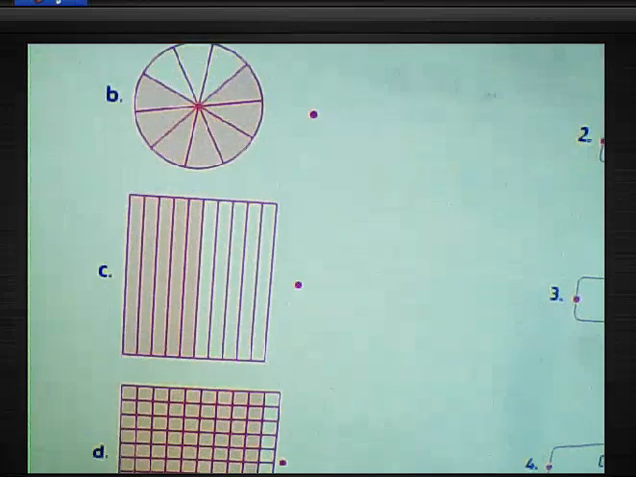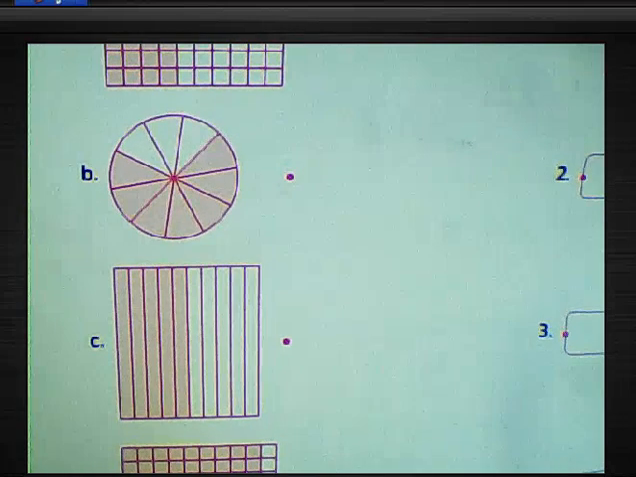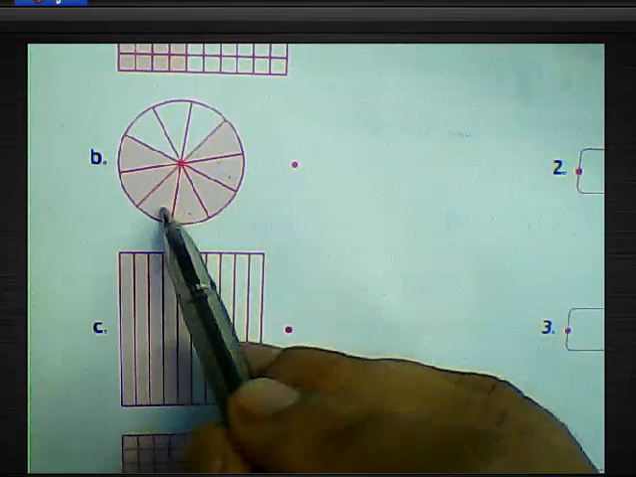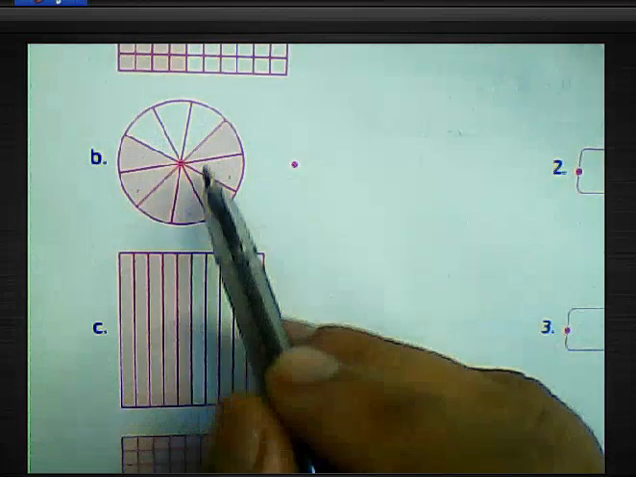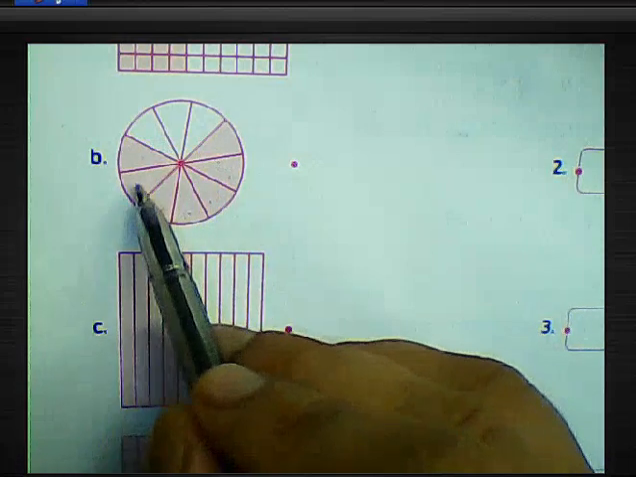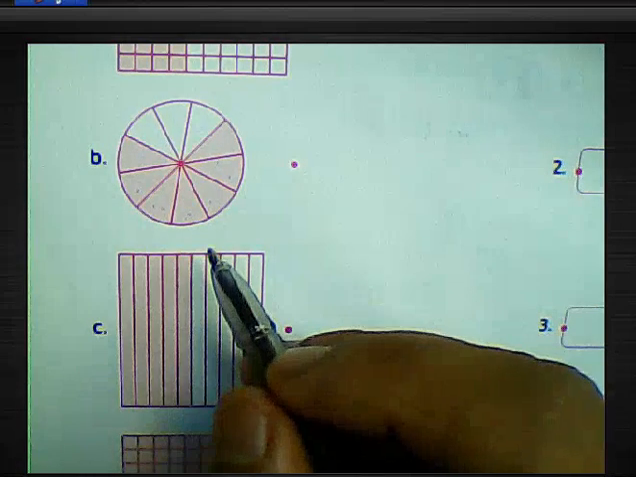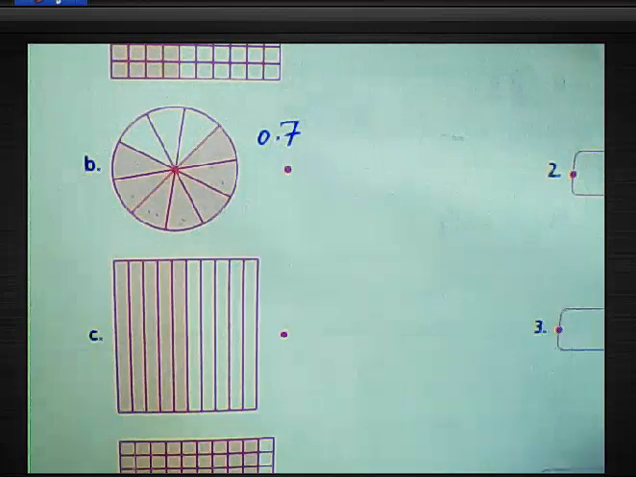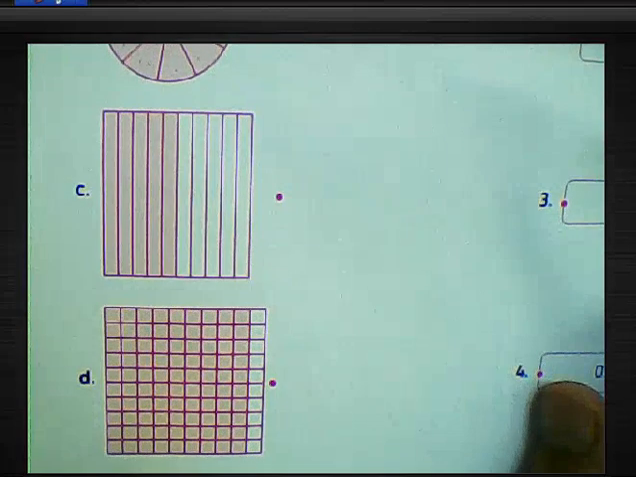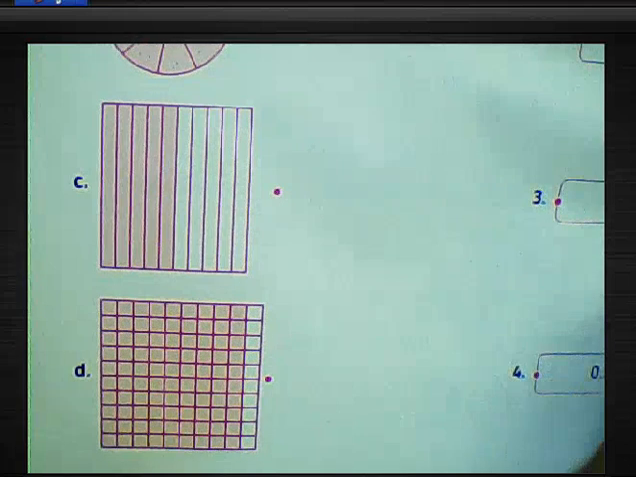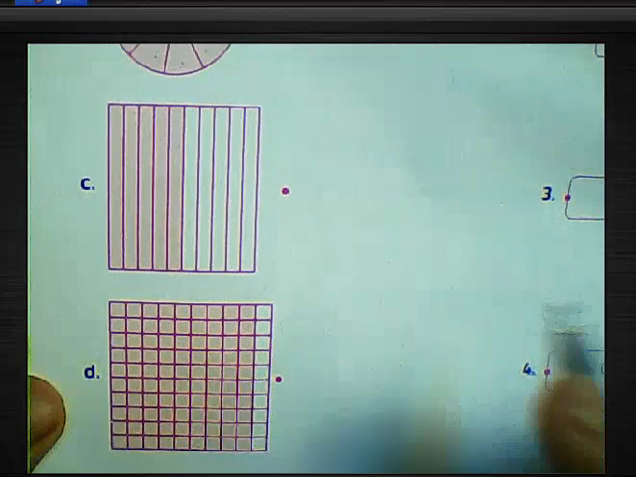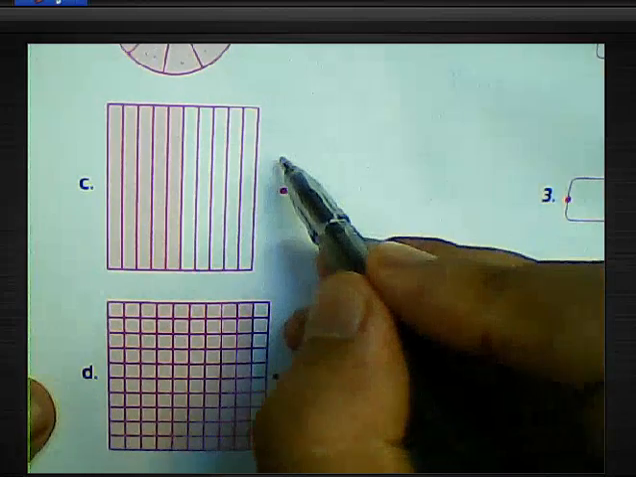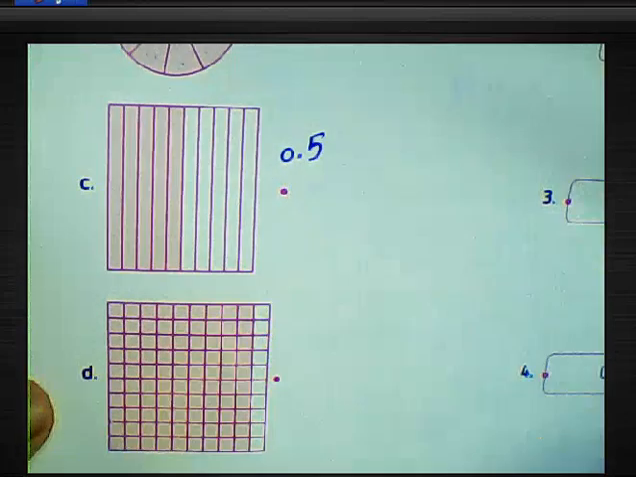And what about letter B? Letter B has a shape divided into 1, 2, 3, 4, 5, 6, 7, 8, 9, 10, and he colored 1, 2, 3, 4, 5, 6, 7. 7 parts from 10. It will be 7 tenths. And what about letter C? We have 5 parts colored from 10 parts, so the result will be 0.5.